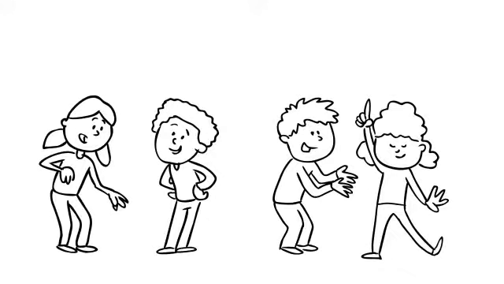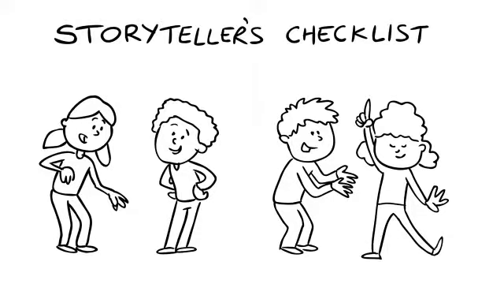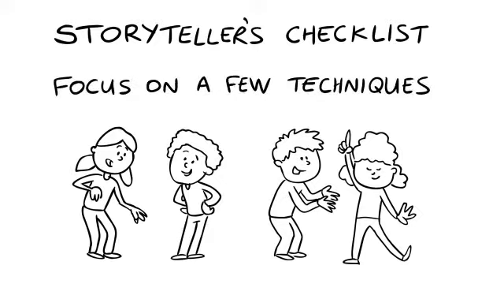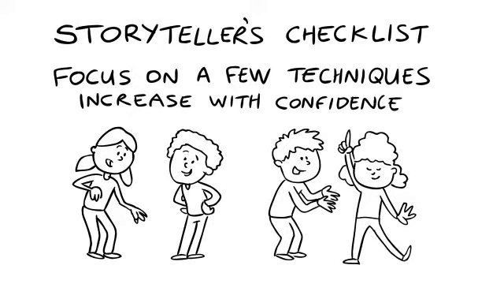Let the children practice telling this section of the story in pairs. Again, use the checklist to guide their retelling, encouraging them to focus on a few of the techniques and use more as their confidence grows.